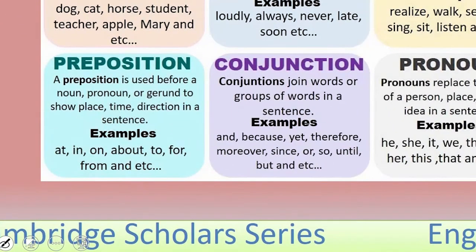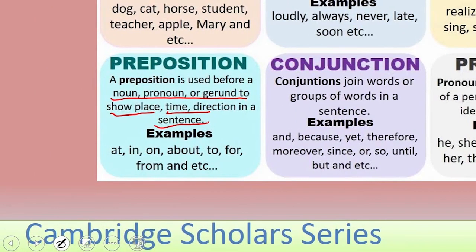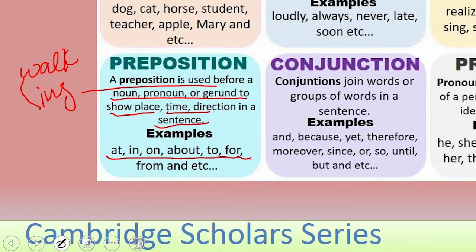Now look at the preposition. A preposition is used before a noun, pronoun or gerund to show place, time, direction in a sentence. Gerund means the ing form, when we add ing to a verb, like walk or walking. So it shows the direction of things, place, time in a sentence. Look at the examples: at, in, on, about, to, for, from, etc.